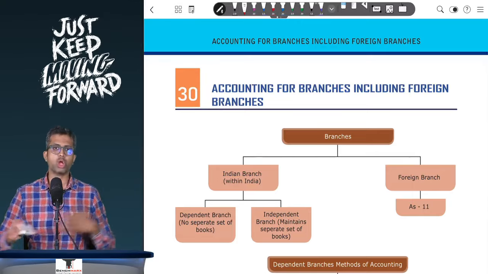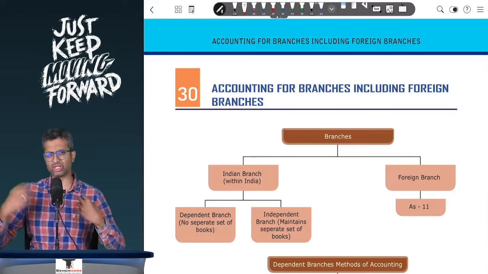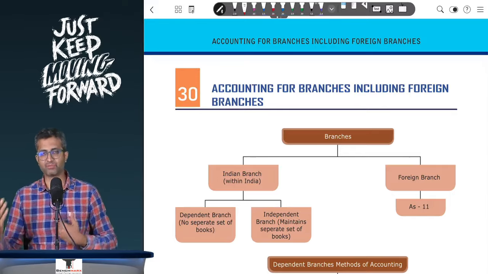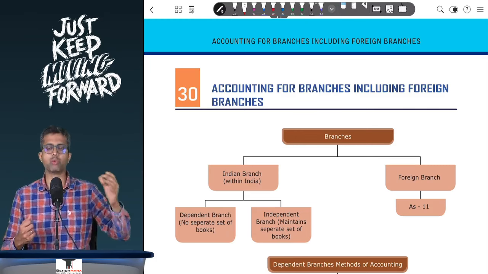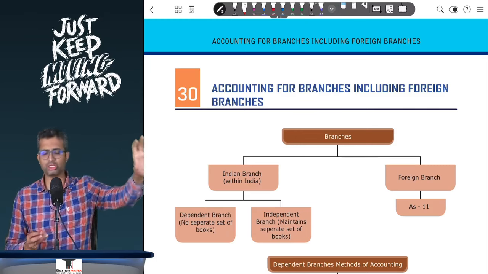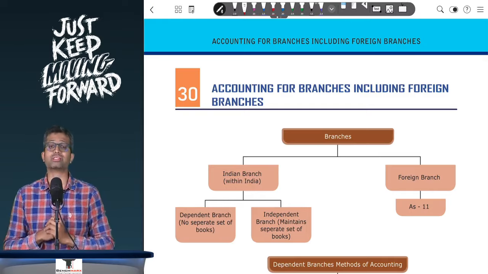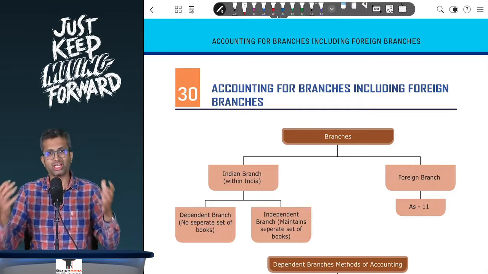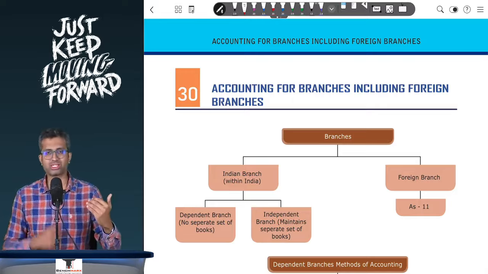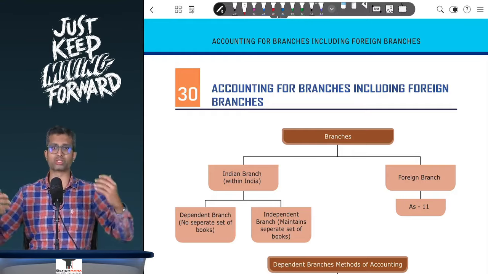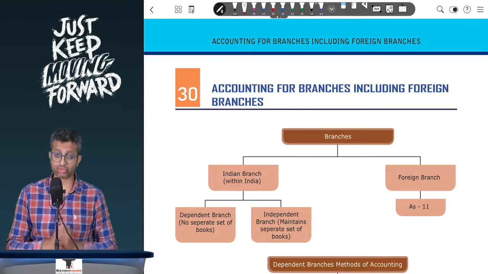So first of all, when we look at a branch, what do you mean by a branch? Necessarily if there is a branch, it may usually have a different location as compared to a head office. So let us say my head office is based in Mumbai. I want to expand, let us say in Tamil Nadu, in Gujarat, in West Bengal. In these cases, I might decide to open branches over here. If I open these branches in my own country, these are called inland branches. Whereas if I open it outside India, let us say I decide to expand into the US, in which case if I open a branch in the US, these are called foreign branches.